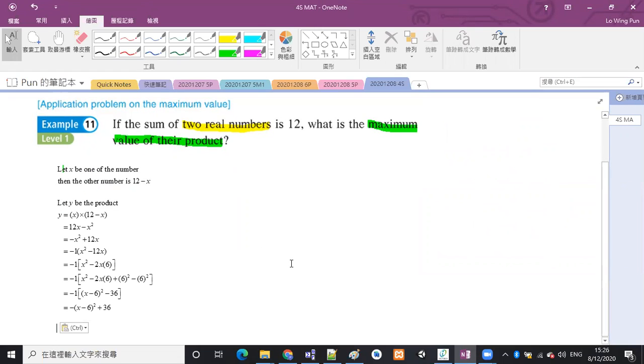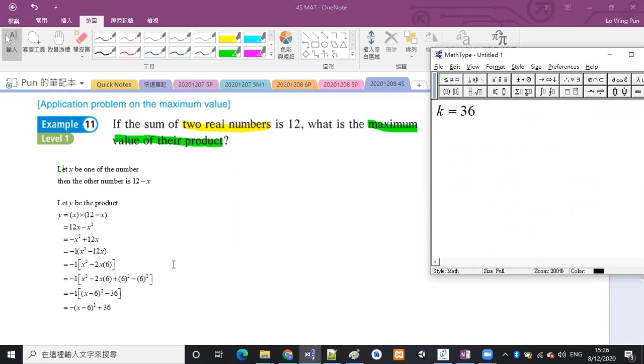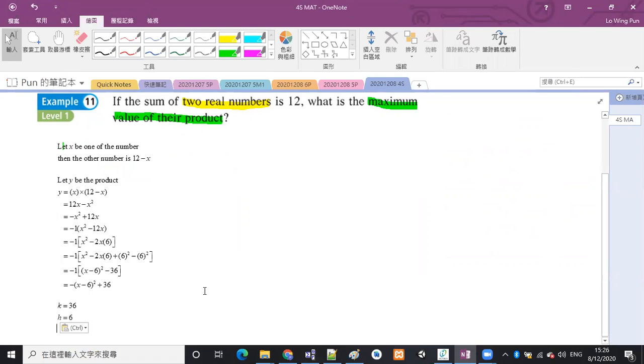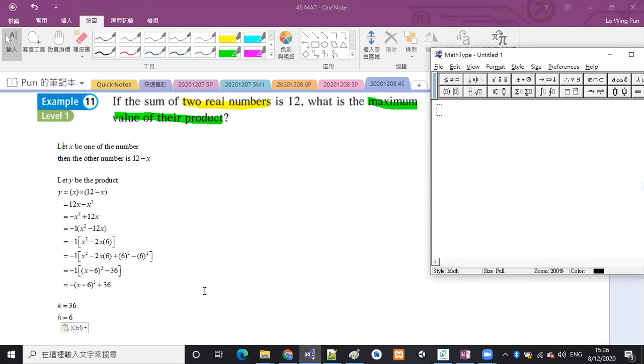And then because the question asks us to find the maximum value of the product, that is the maximum value of y, that is the k value. Okay, so in this case k is 36 and then h is 6. Okay, and then we can just write down the answer. Therefore, the maximum value of their product is equal to the k value, that is 36.